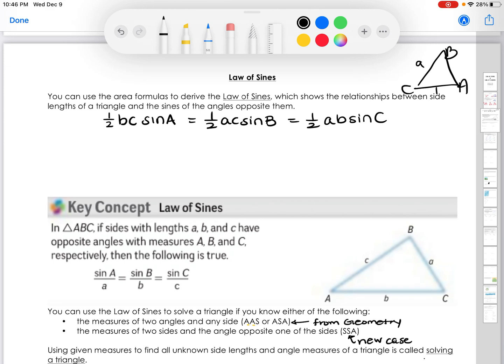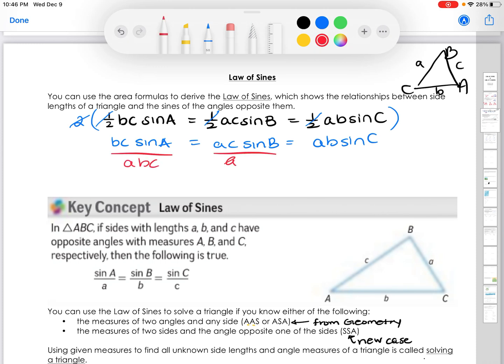So what we want to do here is see if we can rearrange it. So I'm going to get rid of that 1/2 in all of them. I'll multiply all of these equations by 2. So that's going to give us BC sine A is equal to AC sine B and AB sine C. And next what I'm going to do is just divide them all by ABC. And you'll see what happens.